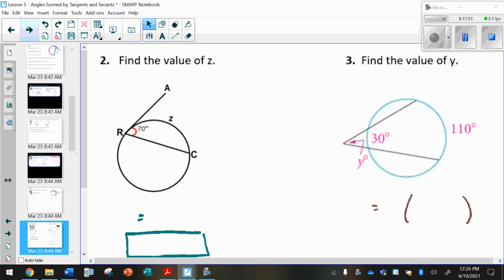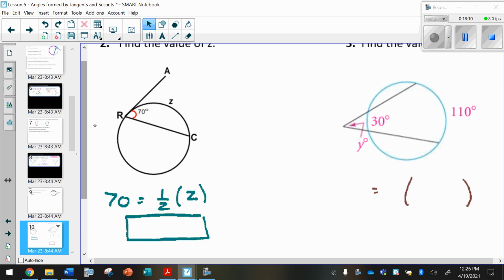All right, so let's do some more examples. Find the measure, or the value, of Z. Now, we talked about how for an angle formed by a tangent and a chord, the angle is half the arc. So our 70-degree angle is half of arc Z. So to find Z, you'll just double both sides. So Z is 140.